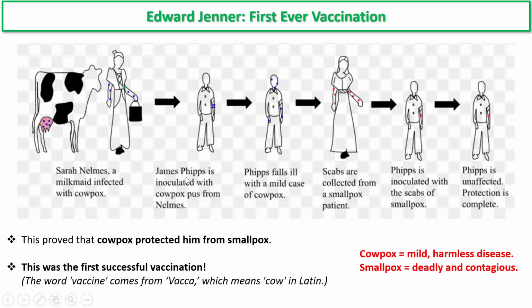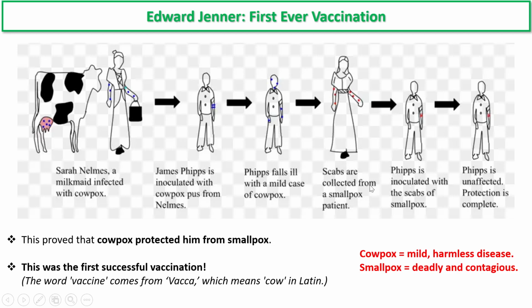And there was one other boy, James Phipps. Edward Jenner took the cowpox pus from this infected milkmaid and inoculated it into this small boy, an 8-year-old boy named James Phipps. When he was inoculated with cowpox, the boy fell ill, but with only a mild case of cowpox, very lightly infected.